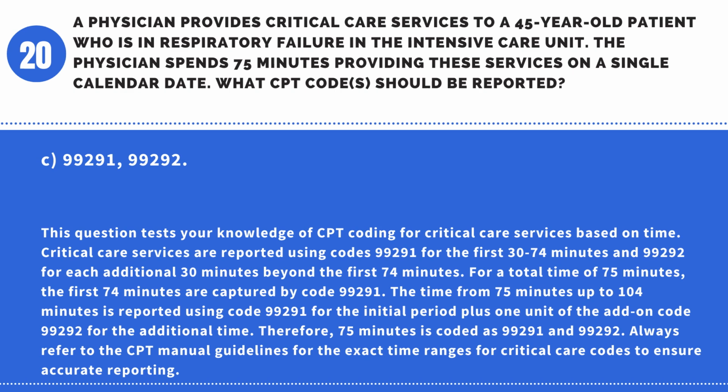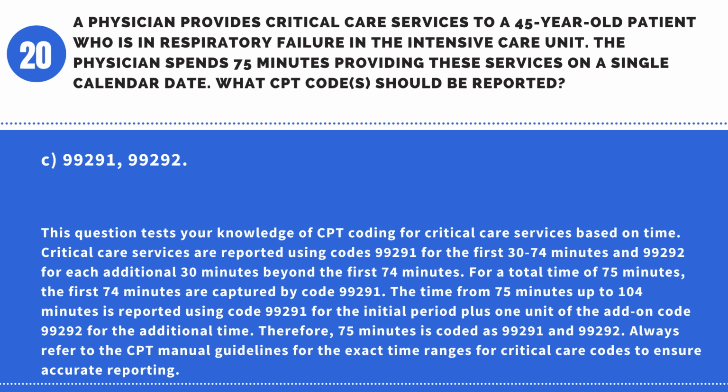99292 is for each additional 30 minutes. For 75 minutes, the first 74 minutes are covered by 99291. There is one additional minute beyond 74. Since 99292 requires at least 30 additional minutes, you would only report 99291 for 75 minutes. Let's reread the question and options carefully.